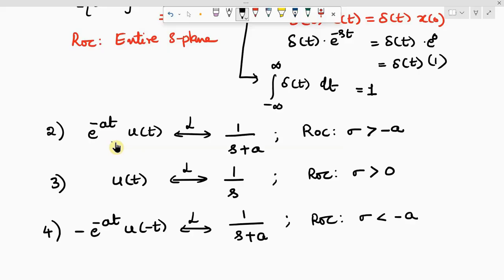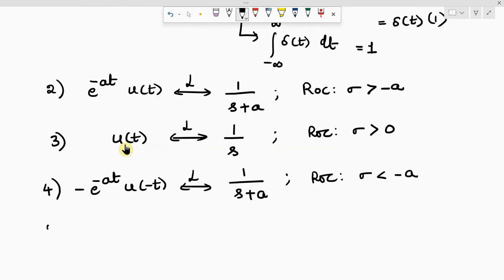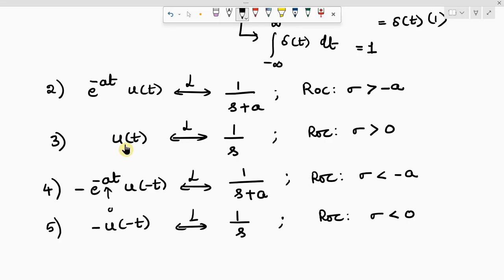Great. Now, we'll go for a small extension of this: minus u of minus t. What is the Laplace transform? 1 by s. Yes, the Laplace transform here is also 1 by s, but the difference is the ROC is sigma less than 0. Just substitute a as 0 and you will get the fifth answer. Okay, so let's remove one.